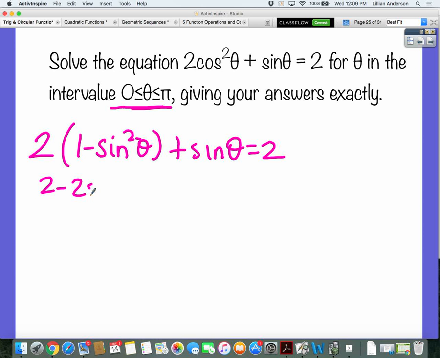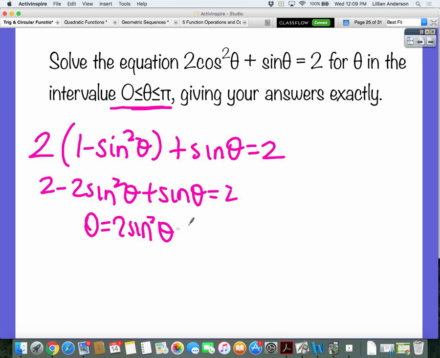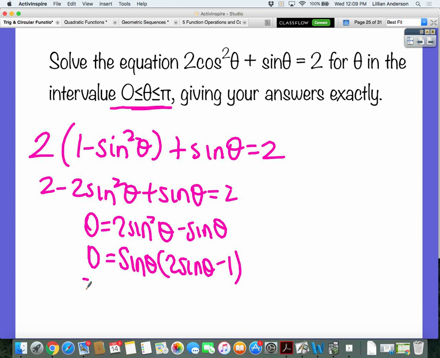Alright, here we go. 2 minus 2 sine squared theta plus sine theta equals 2. Get everything on one side because this is a quadratic that needs to be factored. Factor out a sine. Don't divide by sine because you end up losing one of your solutions. When you do that, you'll have sine theta equals 0 and sine theta equals a positive 1/2. And that occurs, sine is 0 at pi and 0. And sine is 1/2 at pi over 6 and 5 pi over 6.